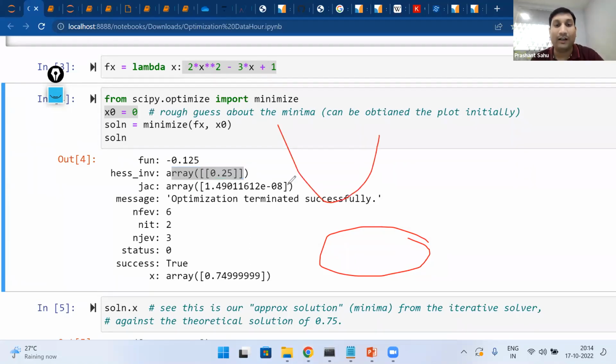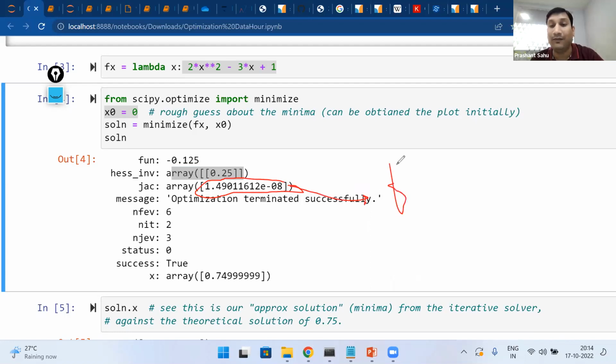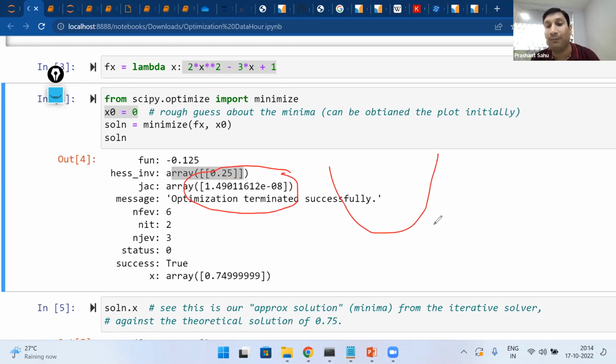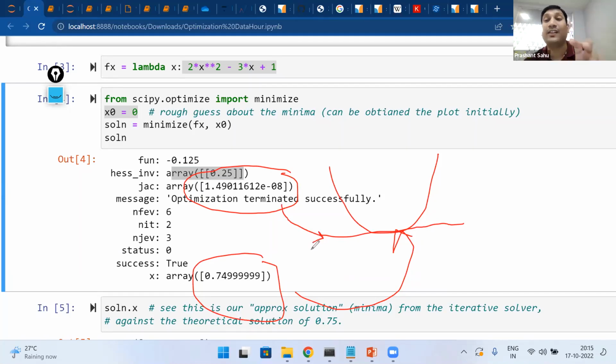Finally, there is one more quantity called the Jacobian. This is the value of your derivative at the point of proposed or hypothesized minima. At this minima, what is the value of the derivative? And this is the value of the derivative. Can you see? The value of the derivative represents the slope, and the slope is fairly close to 0. Not exactly 0, but fairly close to 0. Is that clear?